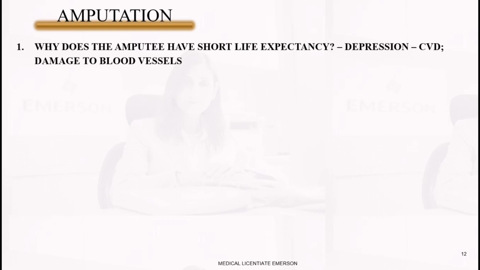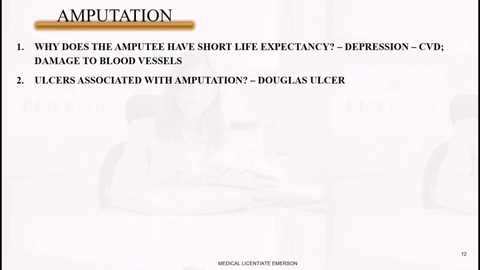Okay. Then we are now on amputation. Some of the things you need to know on amputation is, why does the amputee have a short life expectancy? So this is mostly due to depression and CVD due to damage of the blood vessels. Then ulcers associated with amputation. So we have Marjolin ulcer, that's an ulcer which is associated with amputation.